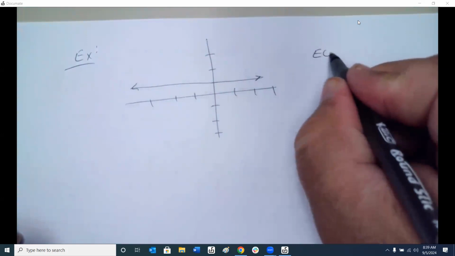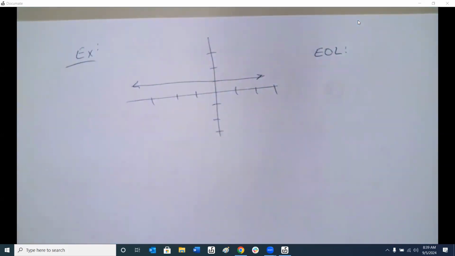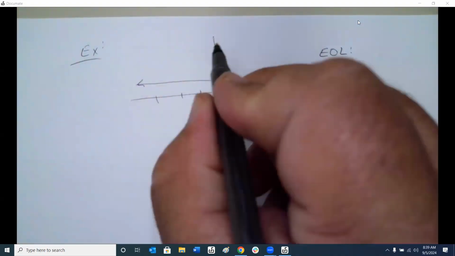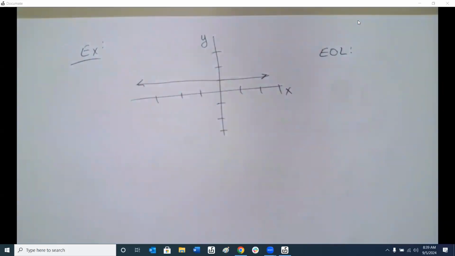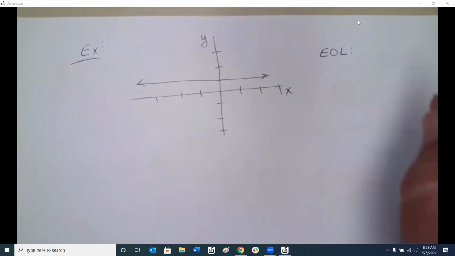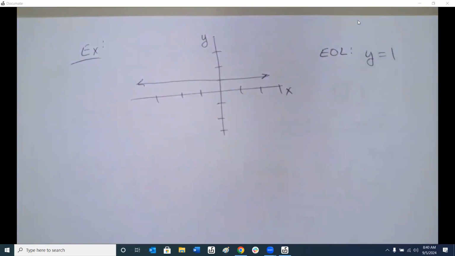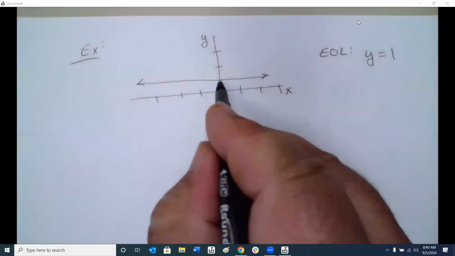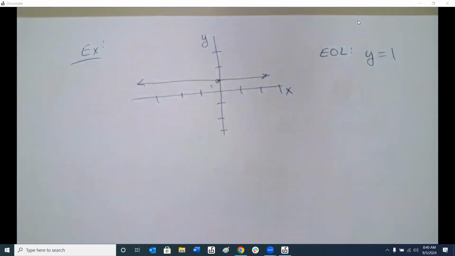Give me the equation of the line for that graph. Very good. Y = 1. It's a horizontal line. It only goes through that point. So that's the equation. No matter what x you give me, y is always going to equal 1.